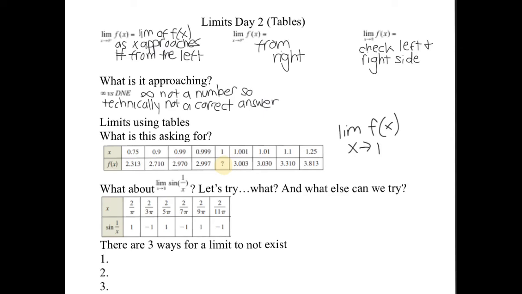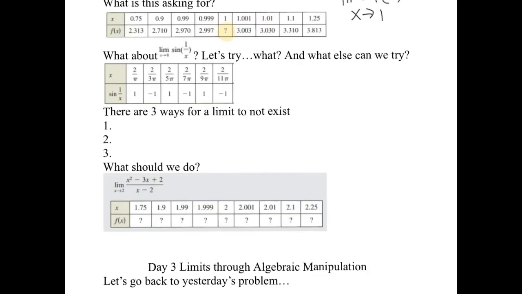So how come I didn't say that this was the limit of f of x as x approaches 1 from the left? Well, the reason I didn't specify was because look at this table. Do I have values from both the left and the right side? I do, which allows us to conclude that this limit is probably asking for the value as x approaches 1 in general. Okay, let's look at the second one.